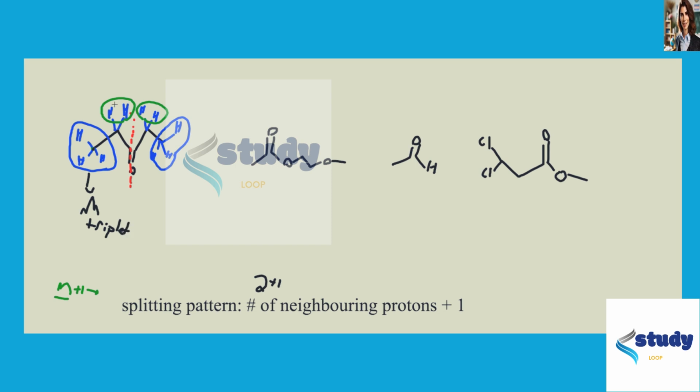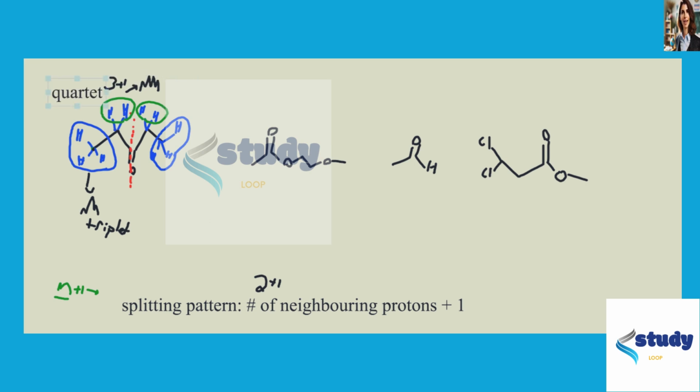But now these 2 protons that I'm interested in are bound to a carbon that's directly bound to a carbon that has 3 protons bound to it. So these 2 protons have 3 neighbors, and you do a plus 1, so you would have a quartet here. So we have 4 peaks. This is what we call a quartet.